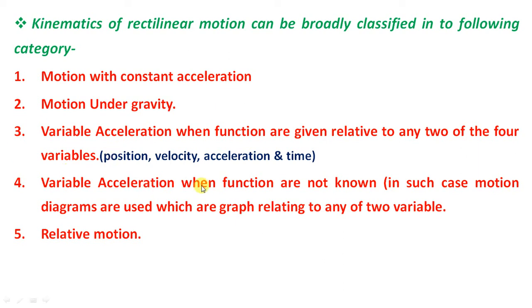Then next, variable acceleration when functions are not given. When we don't know the function with respect to which the acceleration changes, in such a case the motion diagram is used, which is a graph relating any two variables. So this is the problem of motion curves. And then the next one is relative motion. When both bodies are in motion, we have to relate the motion of one body with another body. That type of problem comes under relative motion. That is the interesting part.